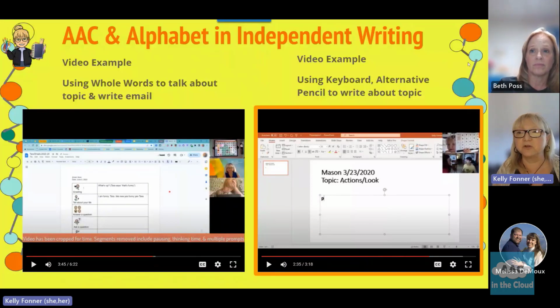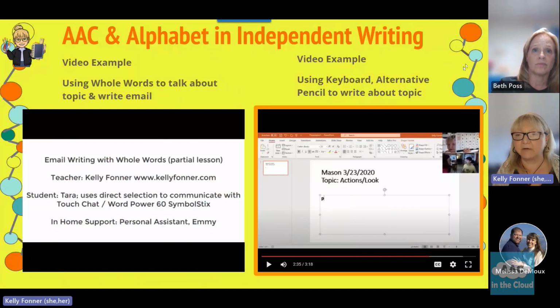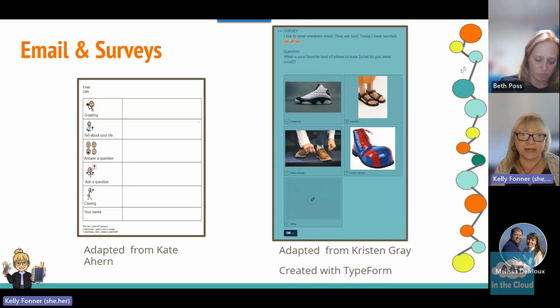So we really want to make sure that we emphasize to you that for your AAC communicators, they get into independent writing. So you have an example here from that template that we use with Tara doing email. On the right, my colleague Kristen Gray uses Typeform. She has a student who does a survey of us every week. And this is how he really got started with writing. Now he sends general emails that have pictures of what he's doing.